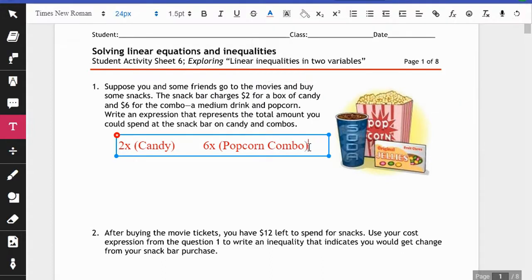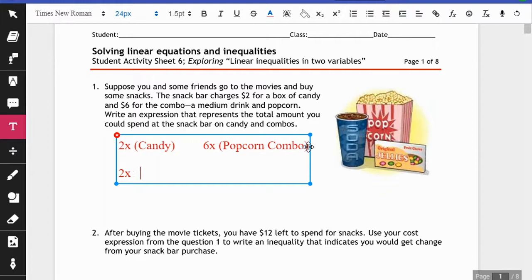Okay, back to here. So here's a really important thing. Some people, when they're doing stuff with multiple variables, call them the same thing. So what we would do to find out the amount we have is this plus that, right? Here's a problem. They want us to be able to have an expression that represents the total amount you could spend on various arrangements, right? So maybe I buy one of one and two of the other, or five of one and three of the other. We're not paying the same amount of candies as popcorn combos.